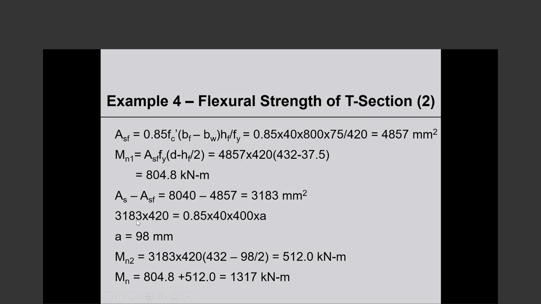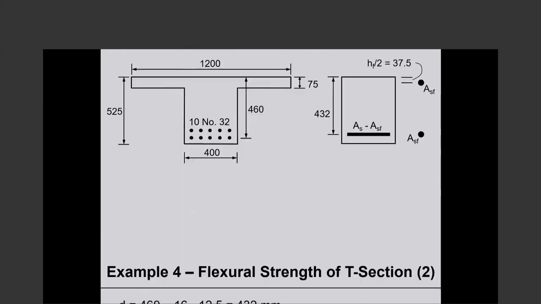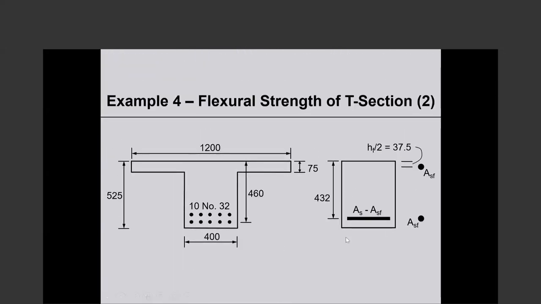The total tension in that reinforcement is 3183, the area, multiplied by 420, the yield strength of the tension reinforcement. We equate that to the compression concrete force, 85% of F sub C prime, 40 MPa, multiplied by the width of the beam, 400, multiplied by the stress block depth. That gives us a stress block depth of 98 millimeters. This is the stress block depth for that section. Okay, this section.